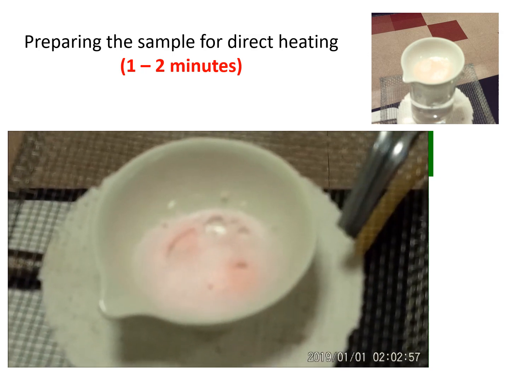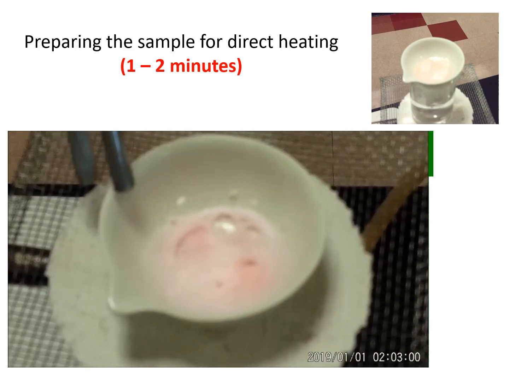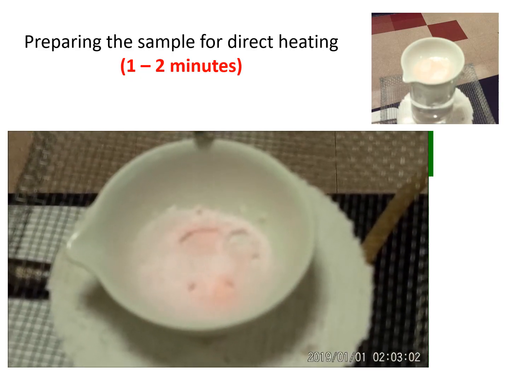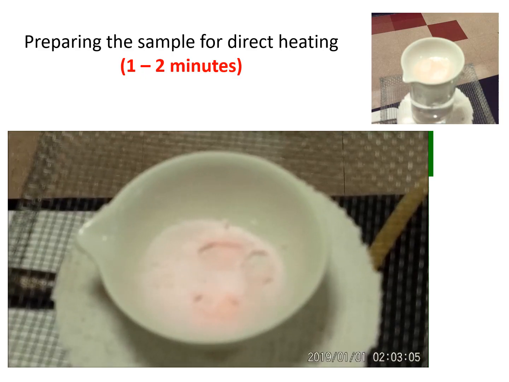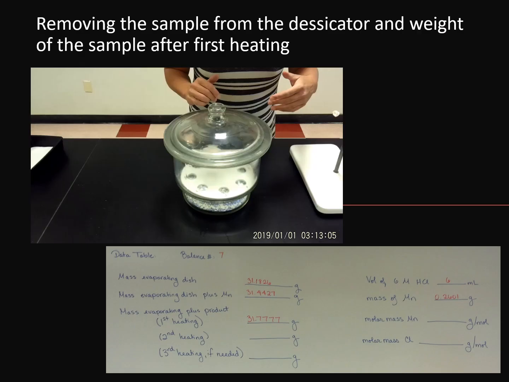And what you want to avoid is having this turn black, because that means it's overheating and reacting with oxygen in the air. So we'll talk about removing our sample from the desiccator, and then when we weigh it, this is our first heating. What you see here, this weight is after we finished taking it out of the desiccator, weighing it, and then we need to do our second heating.